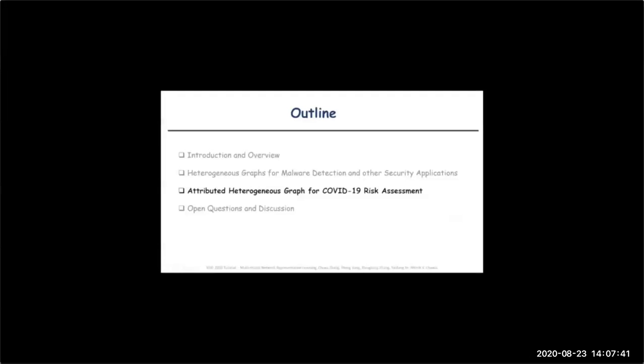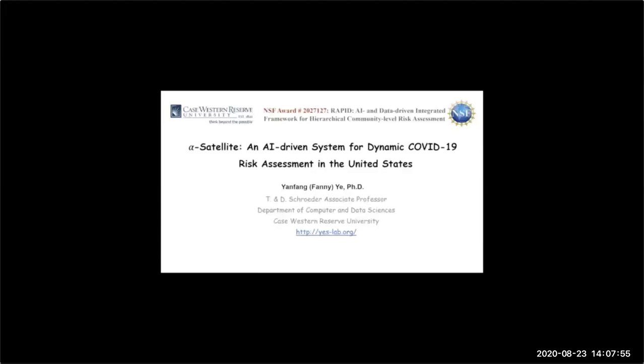Besides the applications in cybersecurity domains, we also investigate how attributed heterogeneous graphs and their representation learning can be leveraged for COVID-19 relief. With the support from our NSF RAPID program, we have developed and launched an AI-driven system for dynamic COVID-19 risk assessment in the United States.